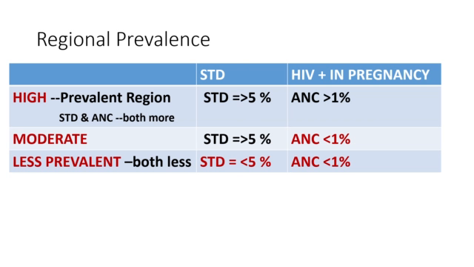Regional prevalence is also described as high prevalent region, moderate prevalent region, and less prevalent region. High prevalent region means STD prevalence is more than 5% and antenatal cases with HIV positive serology are more than 1%. Least prevalent means both STD and ANC are less. In between is the moderate prevalent region, where STD is more than 5%, however the antenatal population with HIV positive serology is less than 1%.